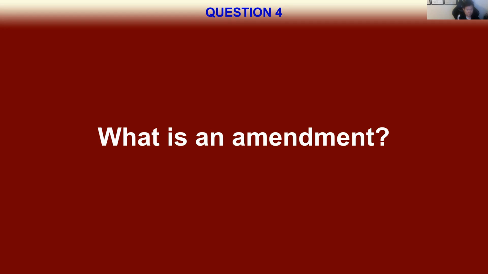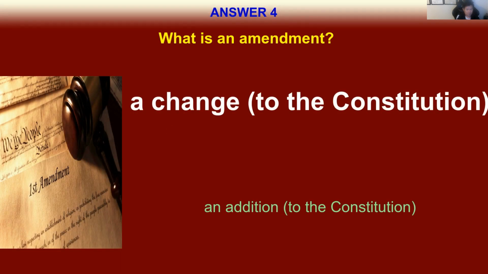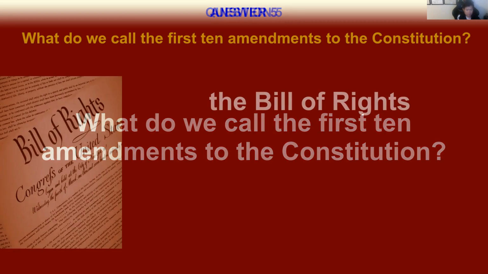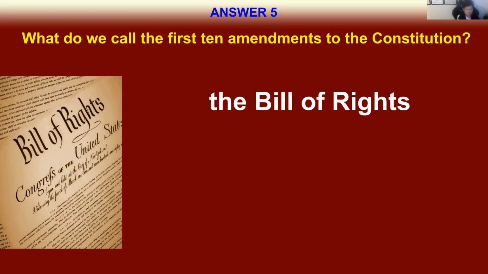What is an amendment? A change to the Constitution. What do we call the first 10 amendments to the Constitution? The Bill of Rights.